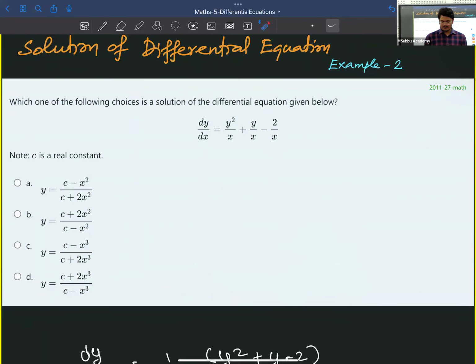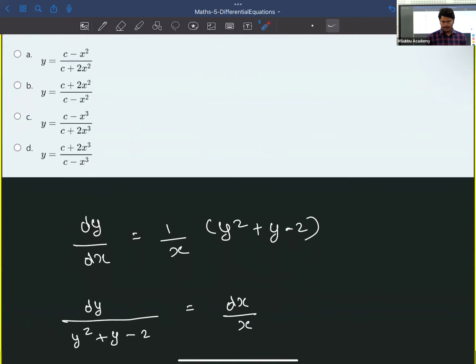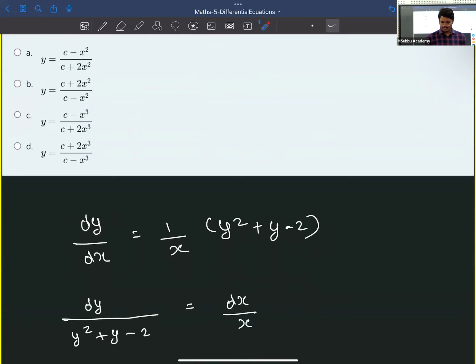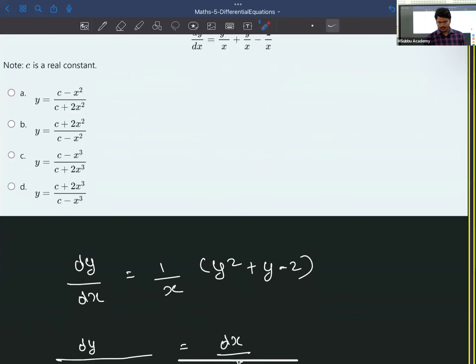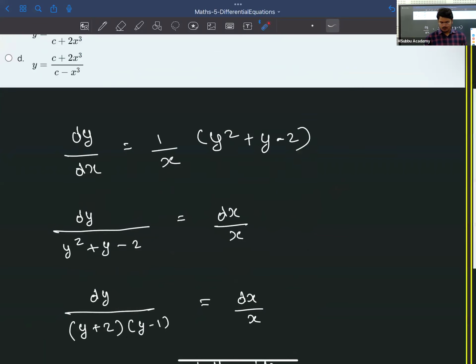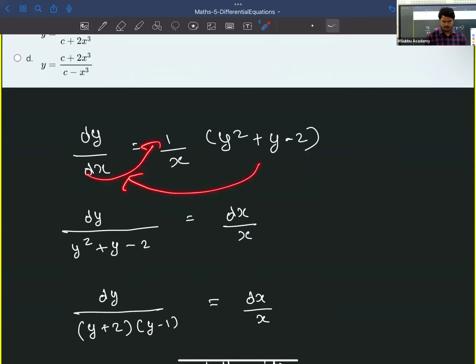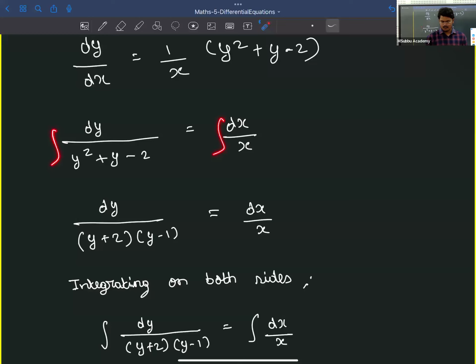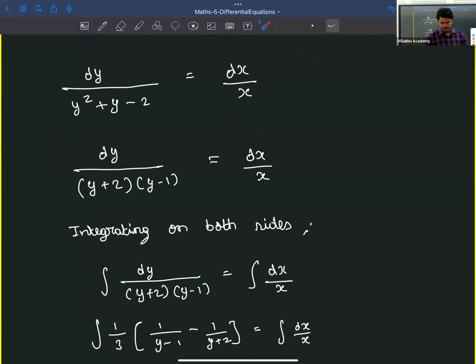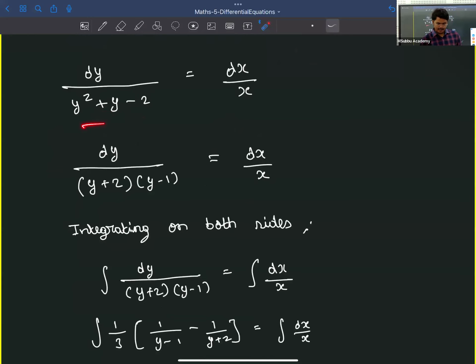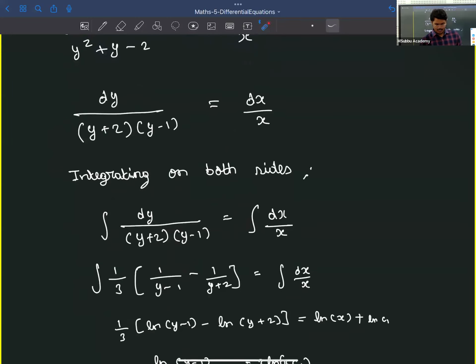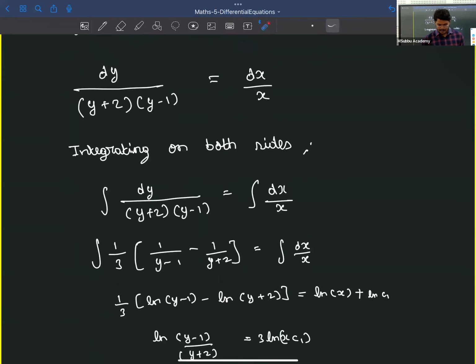The differential equation is given as dy by dx equals y square plus x y square by x plus y by x minus 2 by x. Okay, so dy by dx is equal to 1 by x, so just take x common. So 1 by x into y square plus y minus 2. So now take this term this side, this term this side. So now integrate this. As I said in the previous calculus part, you have to split this term. So factorize it, try factorizing it. So y plus 2 and y minus 1. So when you do y plus 2 and y minus 1, directly integrate it.